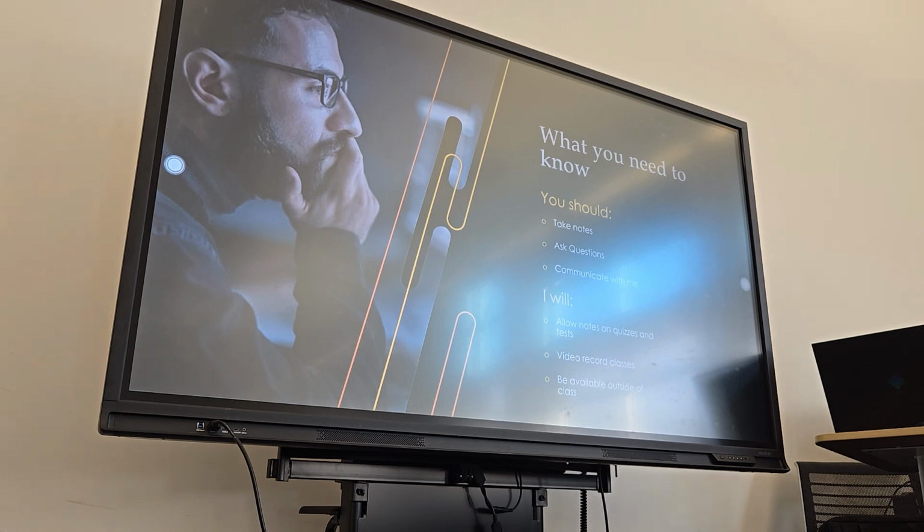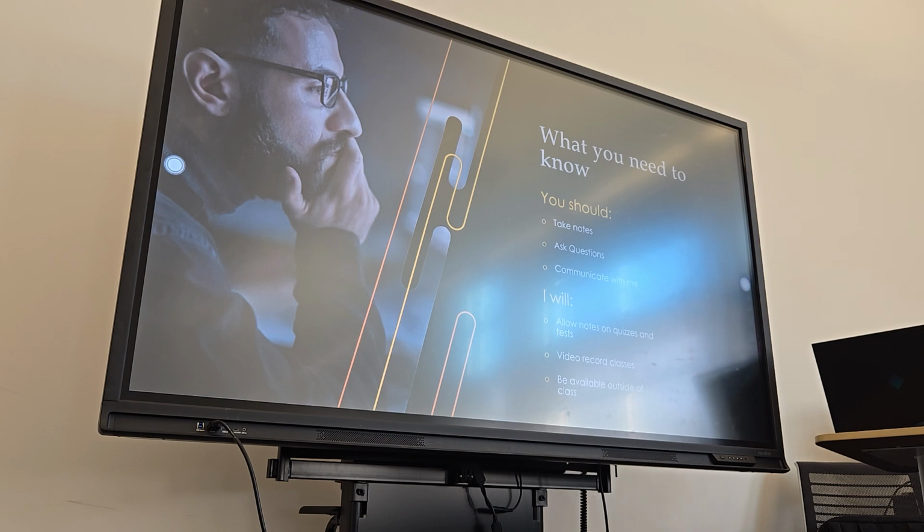Now I will allow notes on quizzes and tests. A professor of mine, when I was an undergrad, put it to us this way: he didn't know of any job in this field that didn't allow you to have reference material. When you get out into the workforce, you're not expected to memorize everything. There's just way too much information.